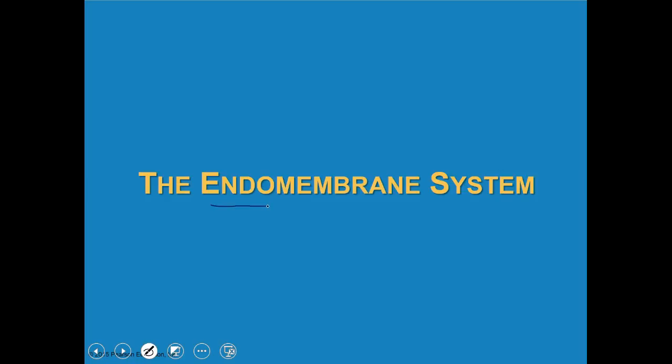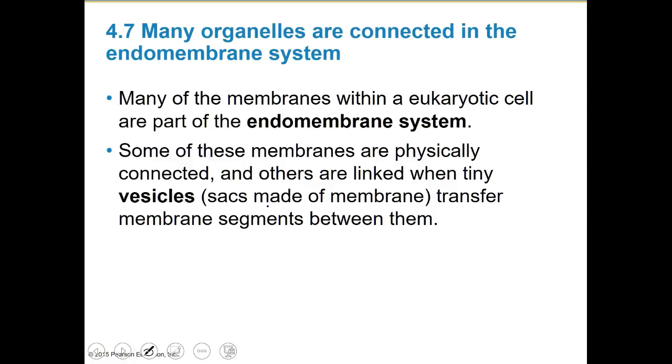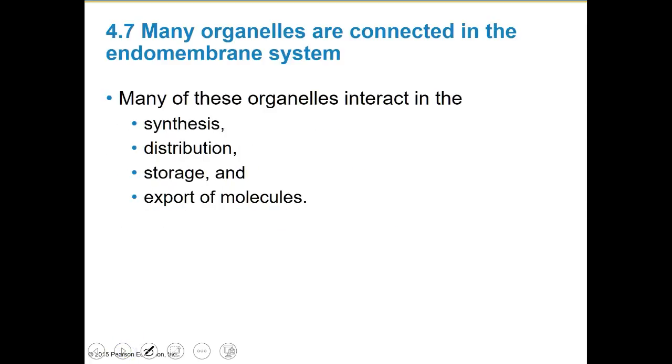Endo kind of means within, so we're talking about a system within the membranes, then kind of the endoplasmic reticulum and the cellular membrane. Okay, so many of the membranes within the eukaryotic cell are part of the endomembrane system. So these membranes are physically connected, and others are linked by tiny vesicles. They're just little sacs made of membrane, and they'll transfer membrane segments between them. So it's just the little moving pieces between them. Little vesicles act like little vehicles.